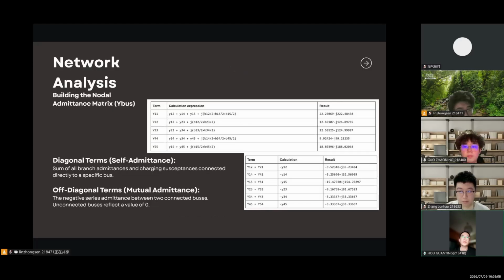Step 3 is building the Y-bus matrix. First, we calculated the diagonal terms. These represent self admittance. We summed all admittance and charging susceptance connected directly to the bus. Next are the off-diagonal terms, or mutual admittance. This is just the negative of the series admittance between two connected buses. If buses are not connected, the value is 0.